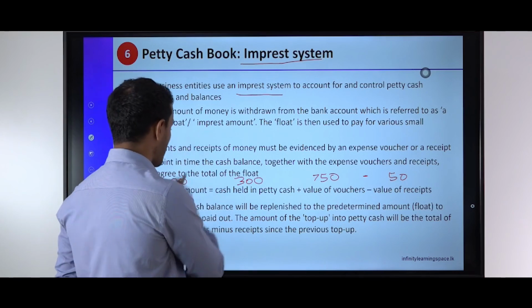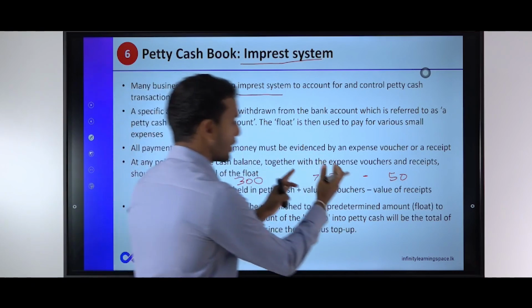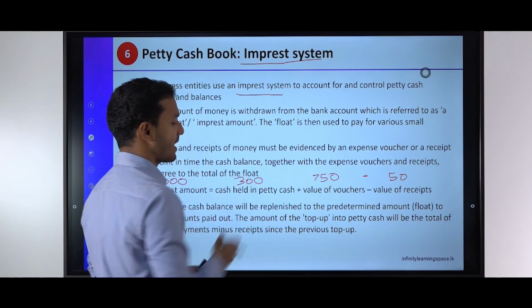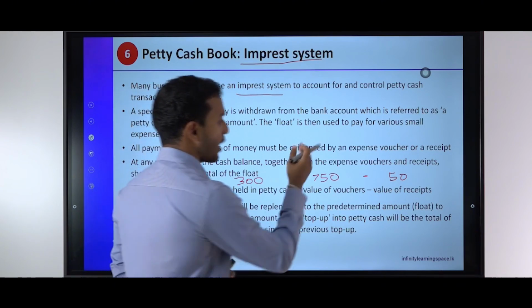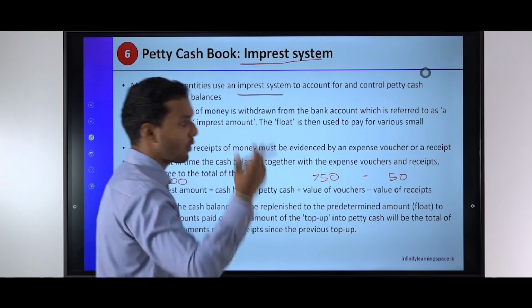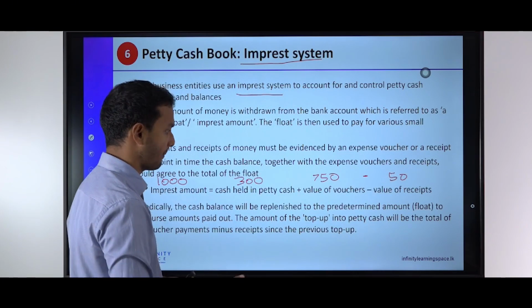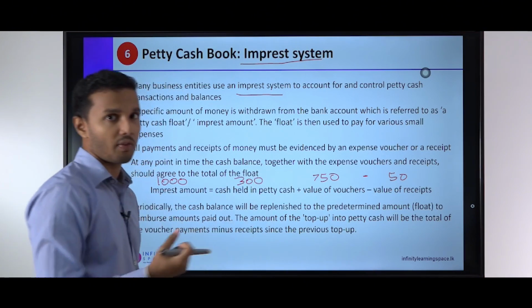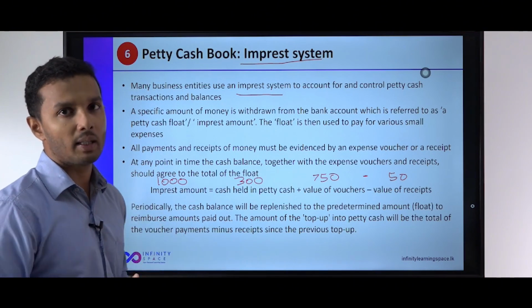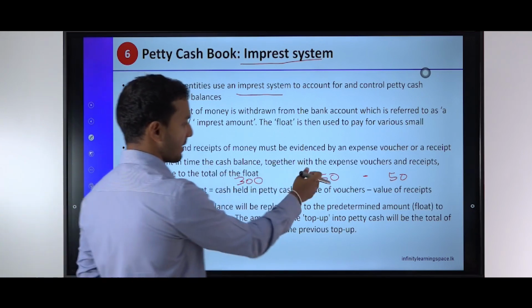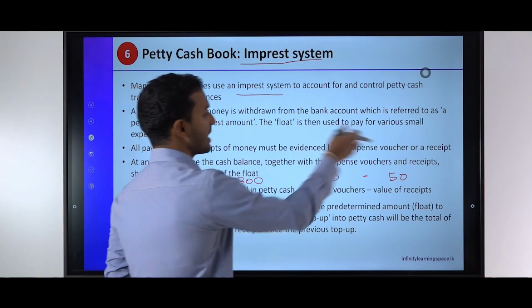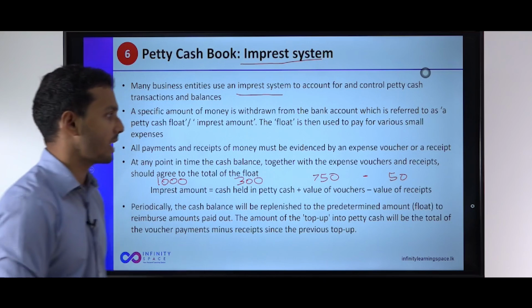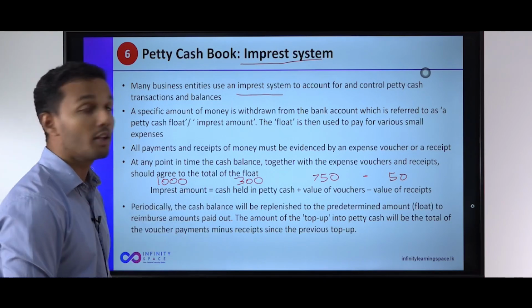So the petty cashier received 1,000, used that 1,000 to pay for expenses worth 750, and also received 50 from an outside party, a small amount of money. That means the petty cashier will have 300 rupees left at this particular point. So 300 plus 750 is 1050, minus the 50 gives us 1000. So this should always be true.